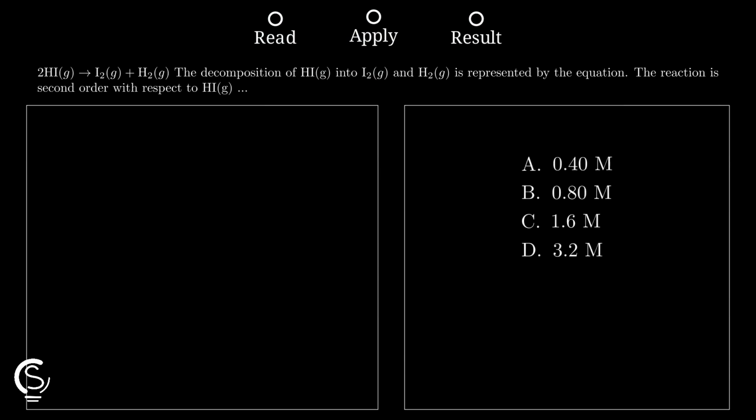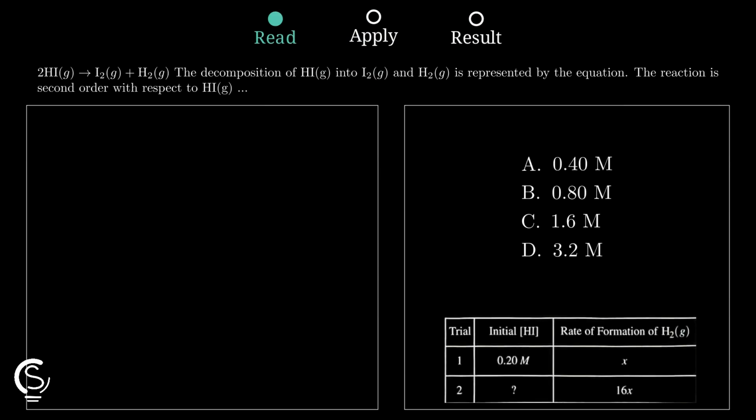Start by looking at the reaction order provided in the problem. Since this decomposition is second order with respect to HI, the rate is proportional to the concentration of HI squared. We want the rate to increase by a factor of 16. Because the rate depends on the square of the concentration, we must find the square root of that 16 increase.